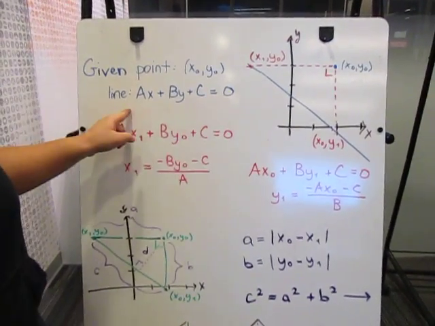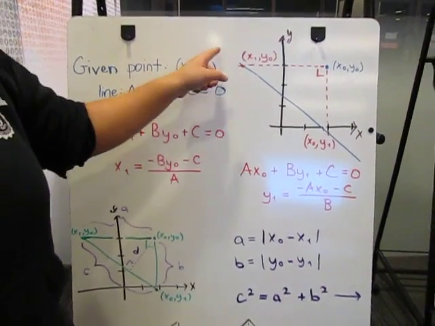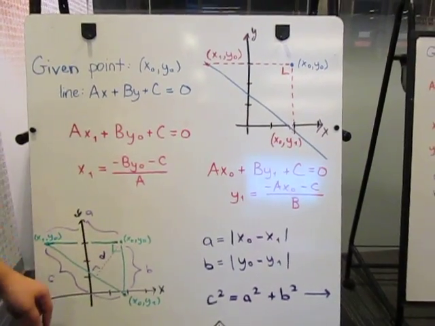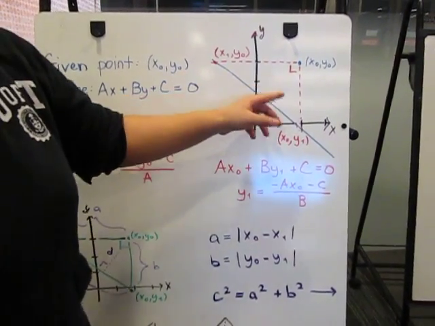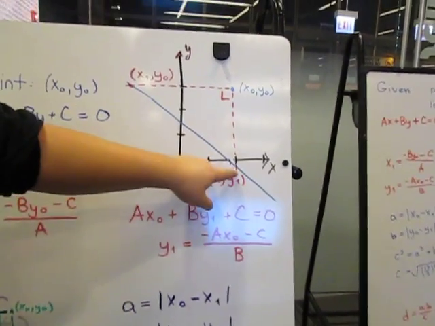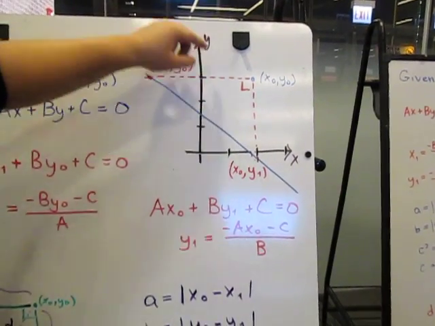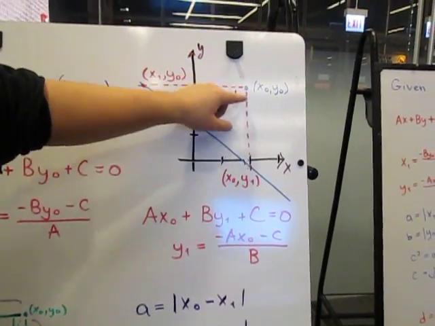line. This is how the standard equation of a line is written: ax plus by plus c equals 0. And I drew a line here. Also within this line, for our purposes, we're going to have another point, x0, y1, which is formed by drawing a line that is parallel to the y-axis, straight down.